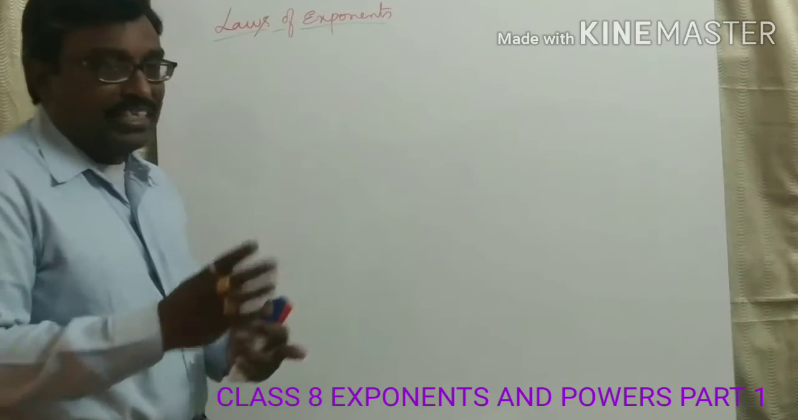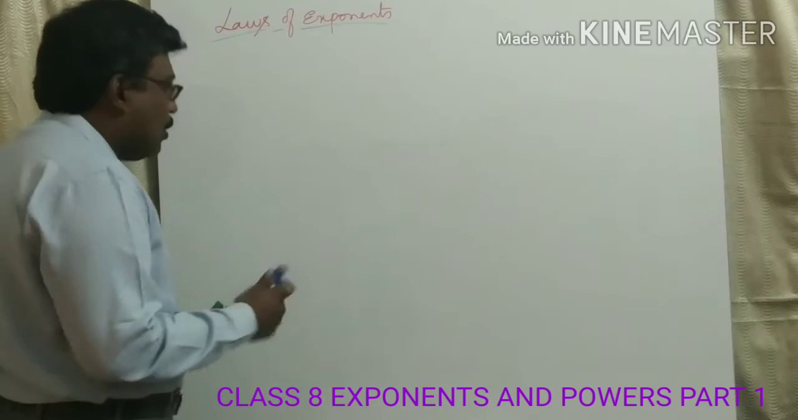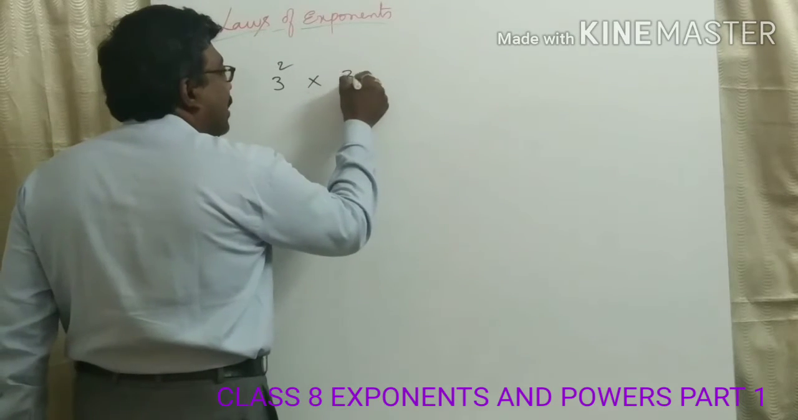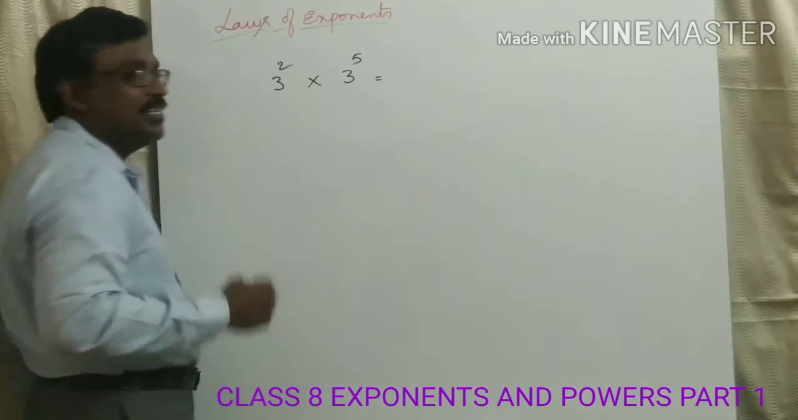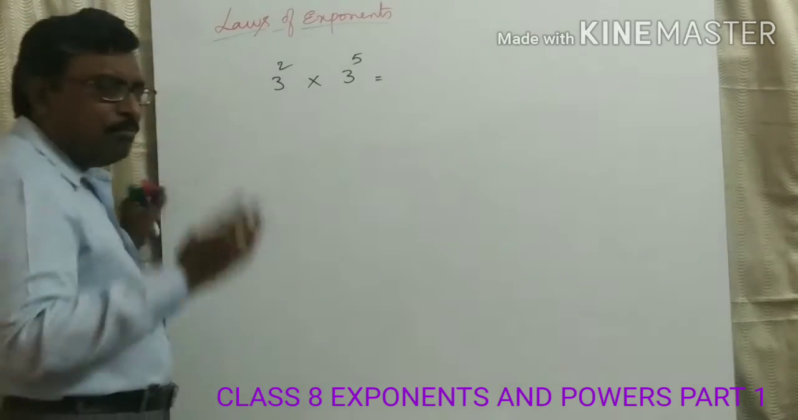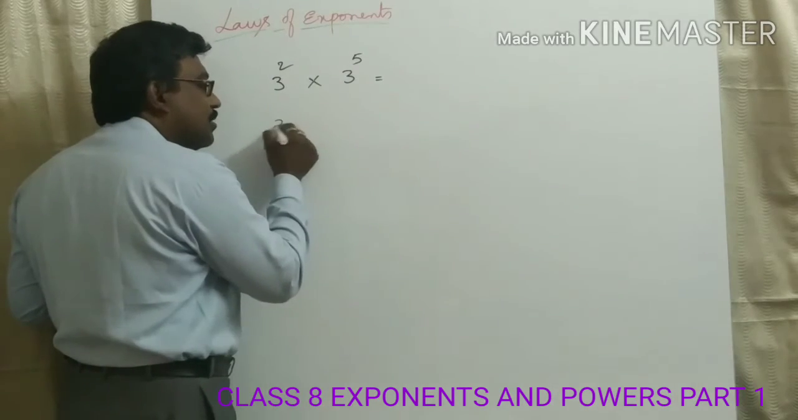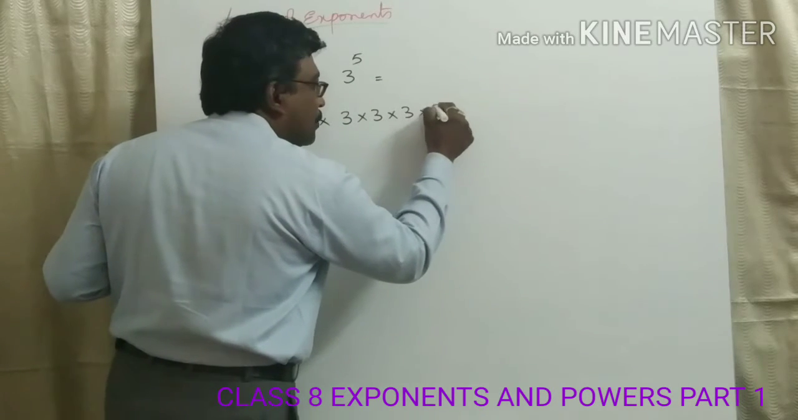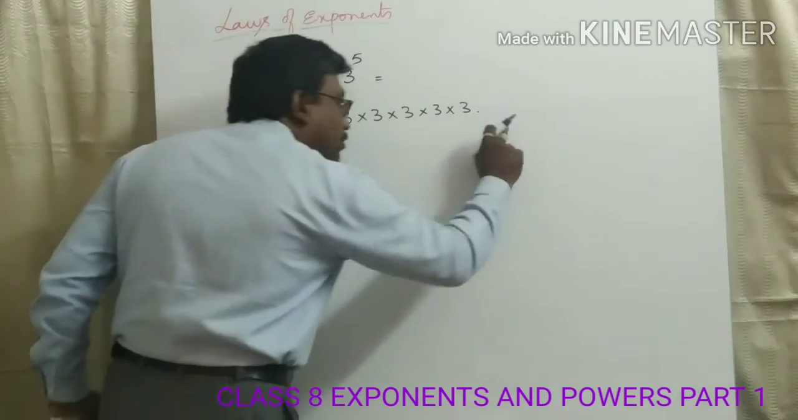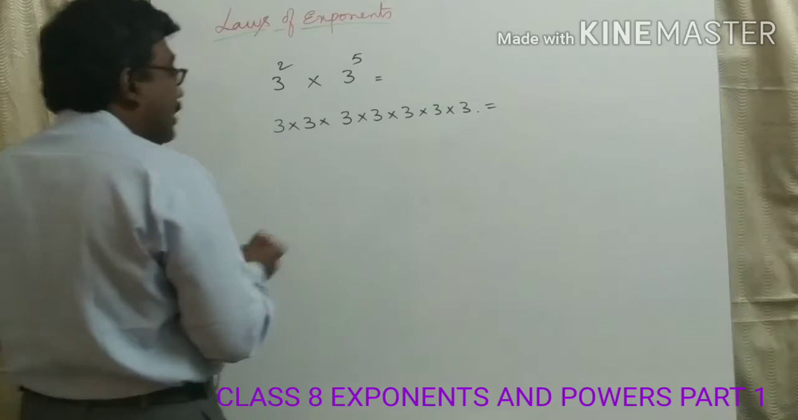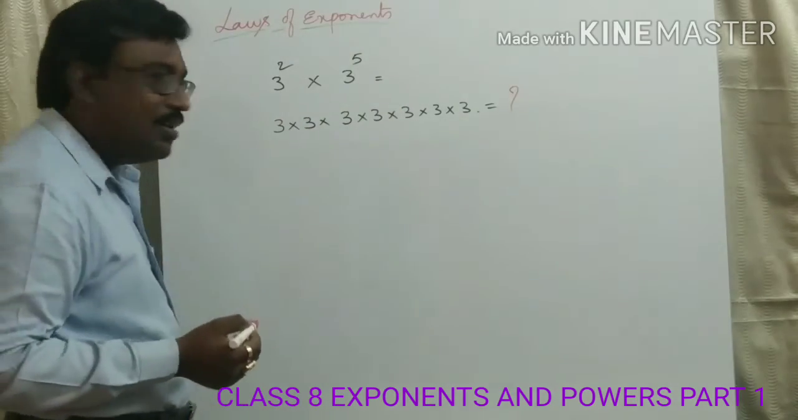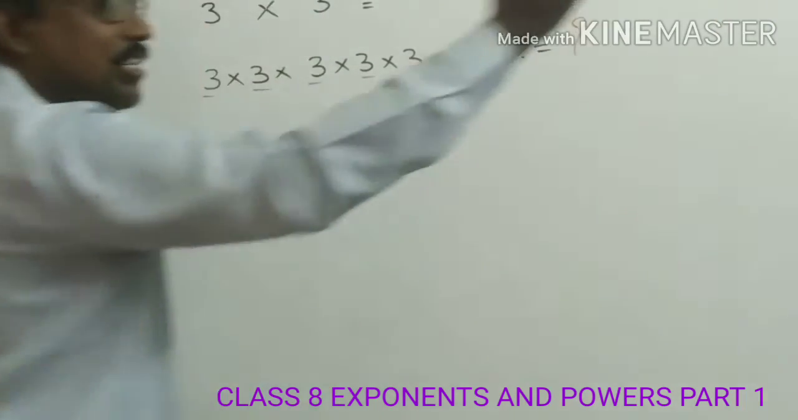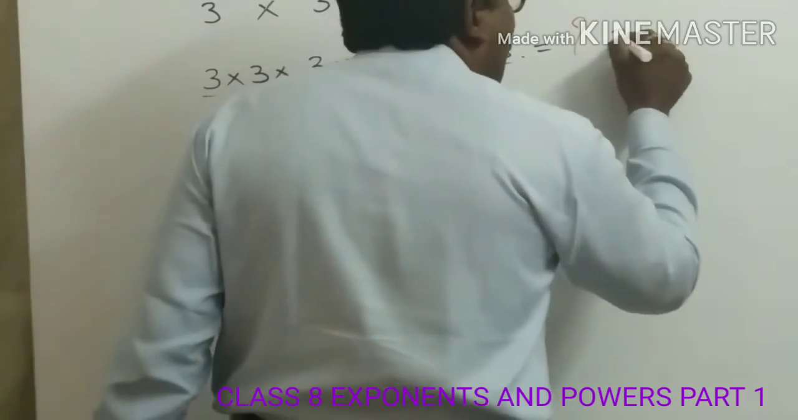Now we'll discuss the laws of exponents. Suppose 3 to the power of 2 is multiplied by 3 to the power of 5. What is the answer? The basic meaning of 3 to the power of 2 is 3 into 3, and 3 to the power of 5 is 3 into 3 into 3 into 3 into 3. If you multiply together, how much are we getting? Then 1, 2, 3, 4, 5, 6, 7 times I should multiply. Can I write 3 to the power of 7?